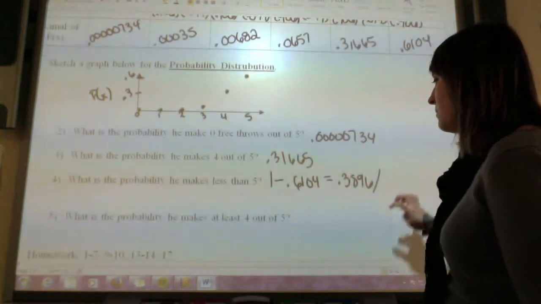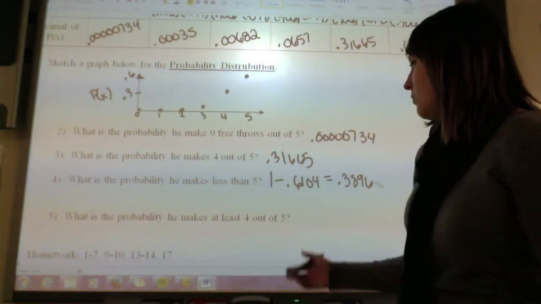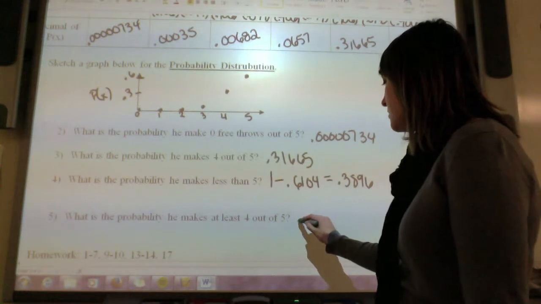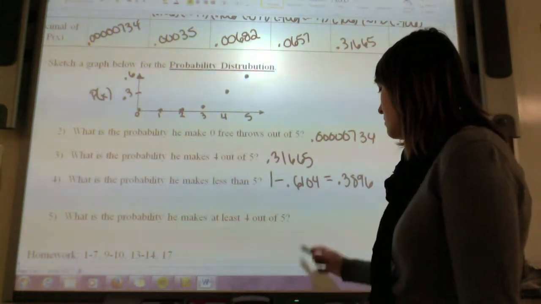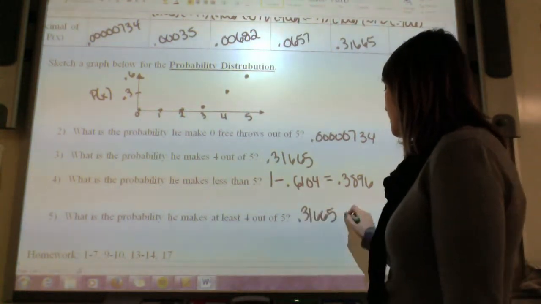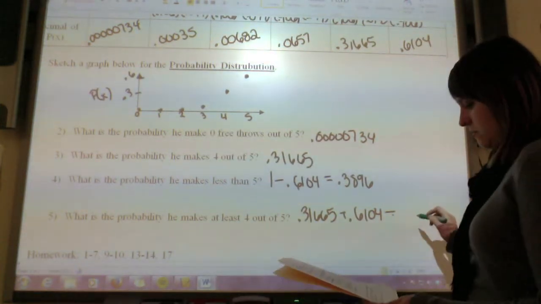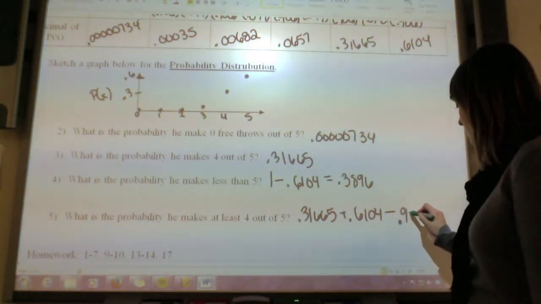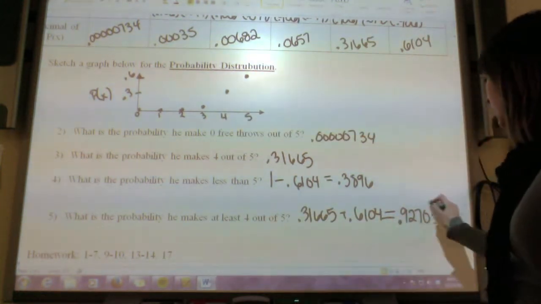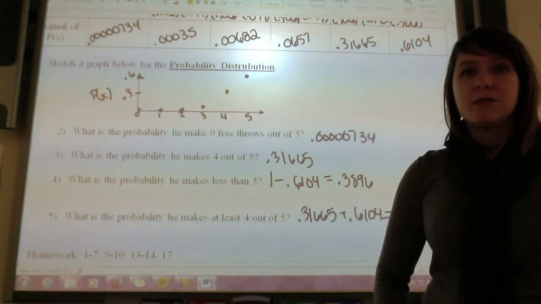What's the probability that he makes at least 4 out of 5? If he's making at least 4 out of 5, that means he makes 4 or he makes 5. So it'd be 0.31665 plus my 0.6104. If I add those two together, it would be 0.92705. So that would be the probability that he makes at least 4. And that is everything for section 9.